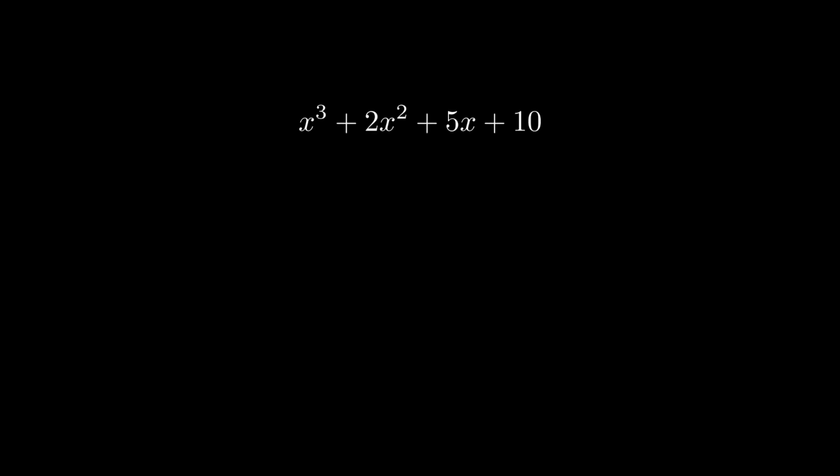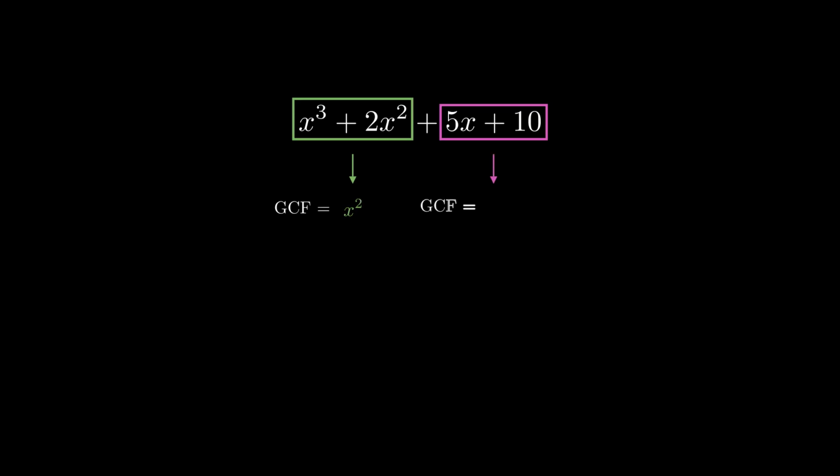Here we are going to factor by grouping. We can break into groups and then look for the greatest common factor in each group. The GCF, or greatest common factor, of the left is x squared, and the GCF of the right is 5. X cubed has 3 x's, and let's rewrite 10 into its factors.